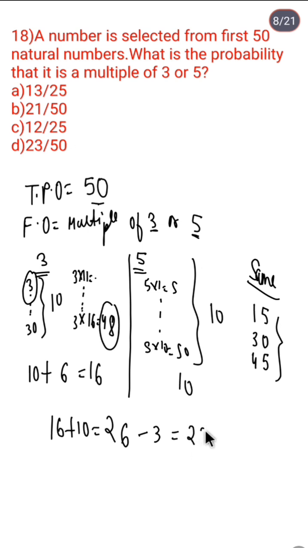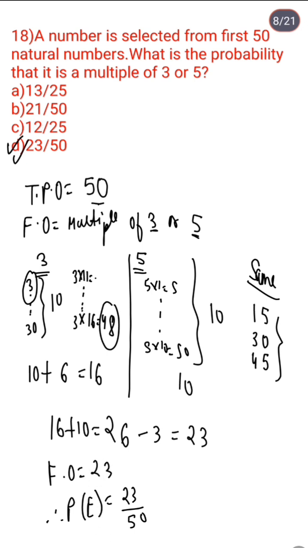It will be 23. Therefore the favorable outcome is 23. Therefore the probability will be equal to 23/50. Option D.